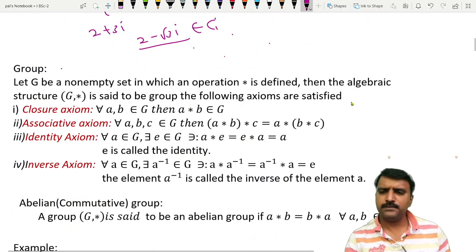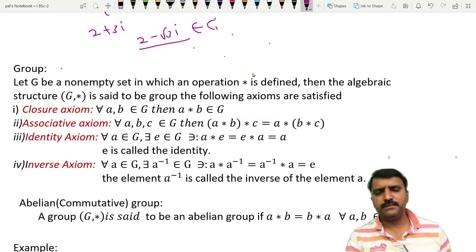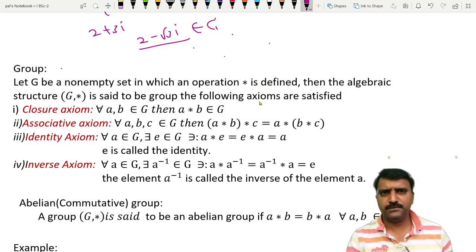Yes, here star is also like that. Star is already defined as a binary operation in the set G, and it satisfies some axioms. Majorly it satisfies 4 axioms. So which is the first axiom? Closure axiom. What it says: take any 2 elements from G and operate with star. Then whatever you get after this operation, that element should be in G.